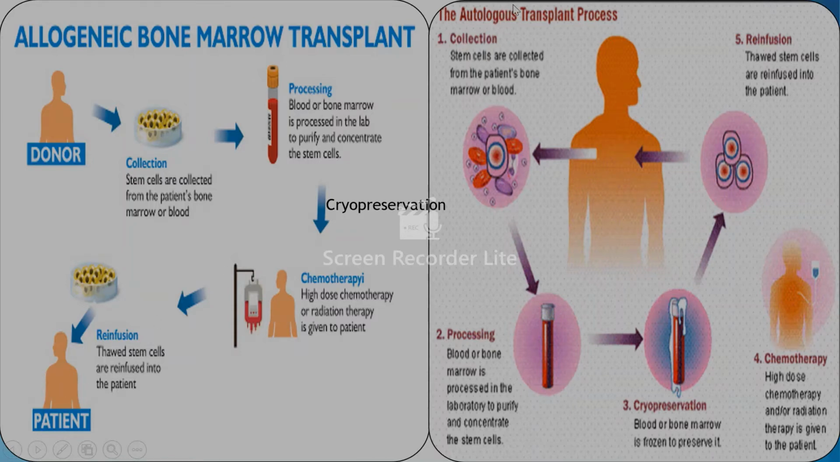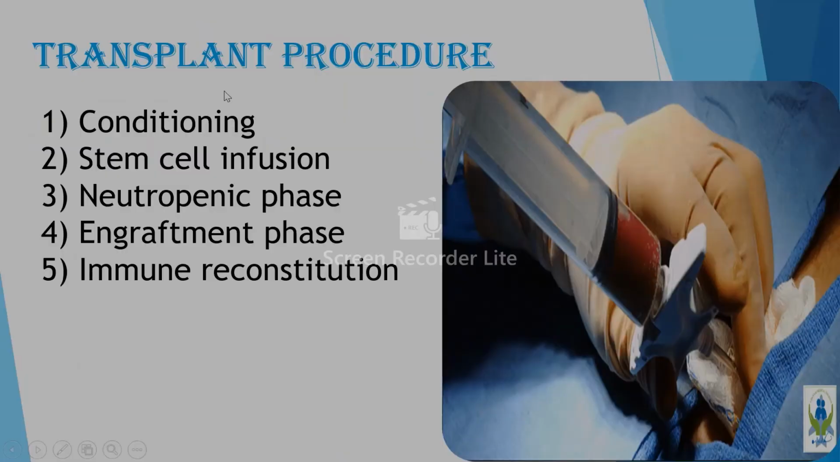In case of autologous transplant, the stem cells are collected from the patient. They are processed and concentrated. They could even be cryopreserved. High-dose chemotherapy or radiotherapy is given to the same individual, and the processed stem cells are reinfused into the same patient. That depicts autologous transplant.